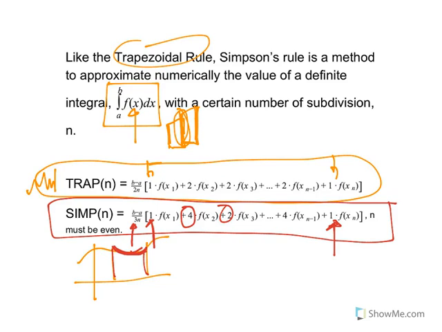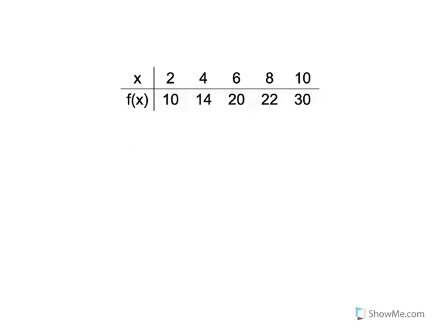And another caveat, and this is very important, for Simpson's rule, the number of subdivisions must be even. You have to do 4 subdivisions, 6 subdivisions. There's no such thing as Simpson's rule with 7 subdivisions because the numbers don't work out with the coefficients in the middle.